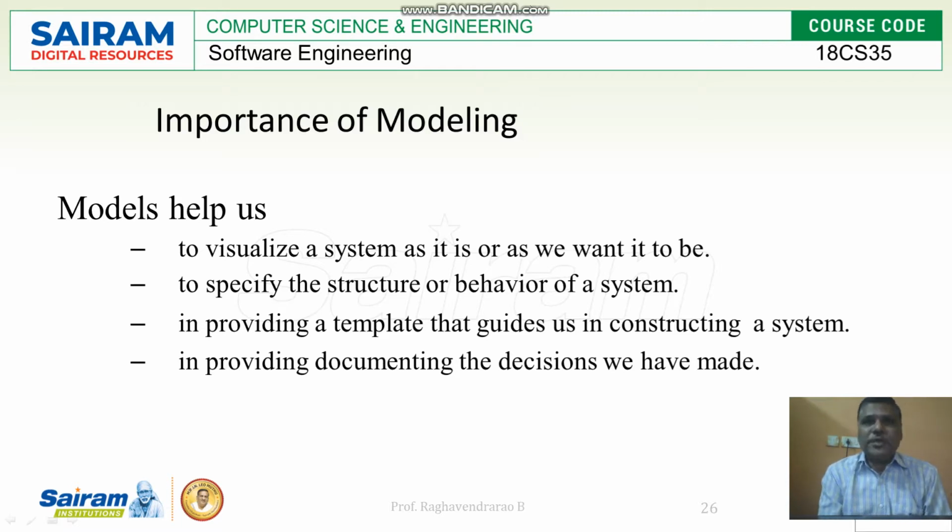Then documenting the decisions we have made, meaning the infrastructure. For example, if we are constructing a house within 30 by 40 or 40 by 60 sites, how that building can be built. Before going to the actual thing, all these things are implemented in the design, that is, models, so that you can see each and everything, then you can estimate and go for the reality. Okay, that is the advantage of modeling.